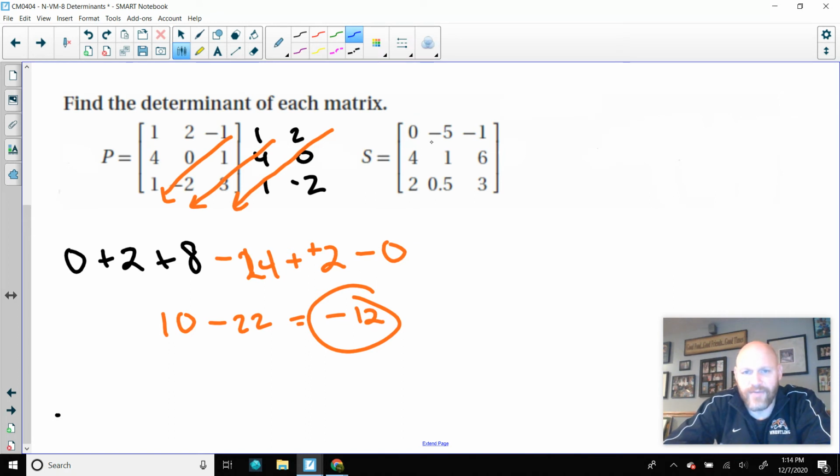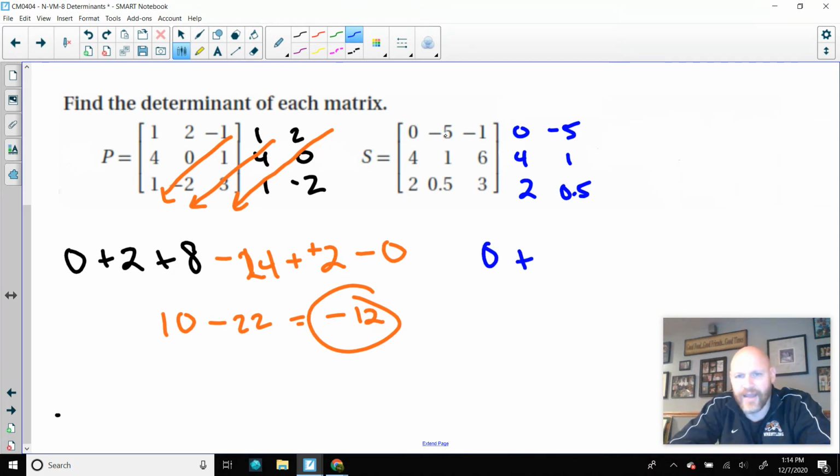Once again, I've got a nice big fat 0, so it's easy. I have to rewrite it now, don't I? We've got a 0, a 4, and a 2, a negative 5, a 1, and a 0.5. All right, so let's go ahead and multiply these. 0 times 1 times 3 is 0. We're going to add negative 5 times 6, which is negative 30, times 2, which is a negative 6.